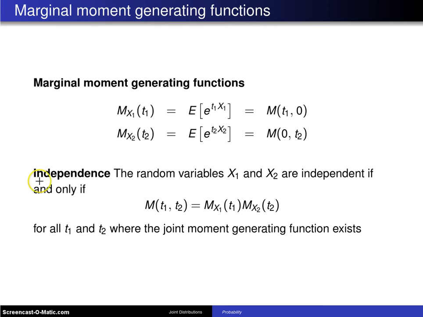This leads to a second definition of independence. Recall earlier that two random variables x1 and x2 are independent if the product of their marginal distributions is the joint probability mass function or probability density function. Well, the random variables x1 and x2 are also independent if and only if the joint moment generating function is the product of the marginal moment generating functions for all values of t1 and t2 where the joint moment generating function exists.